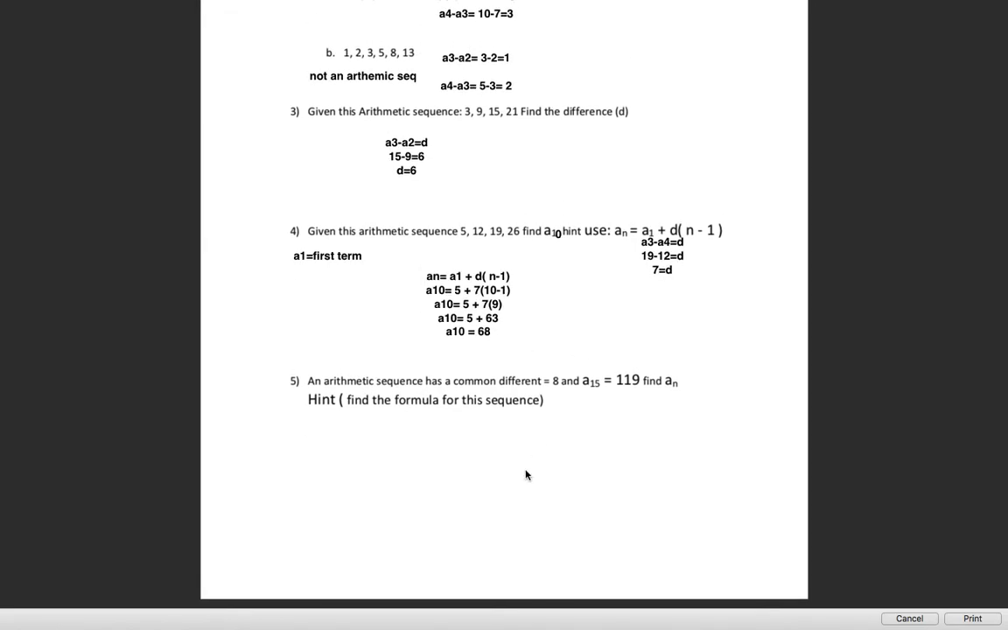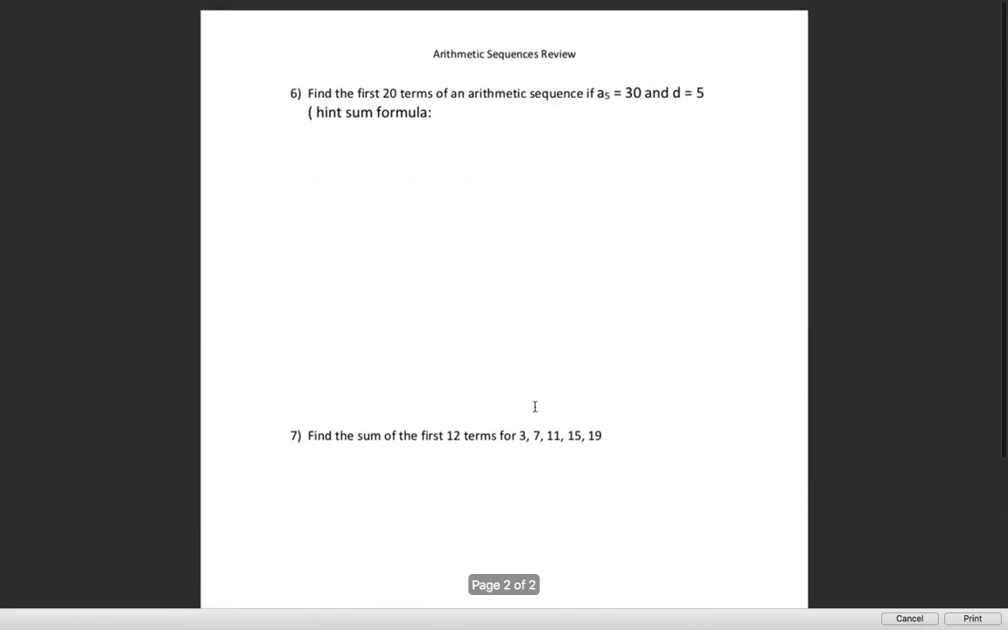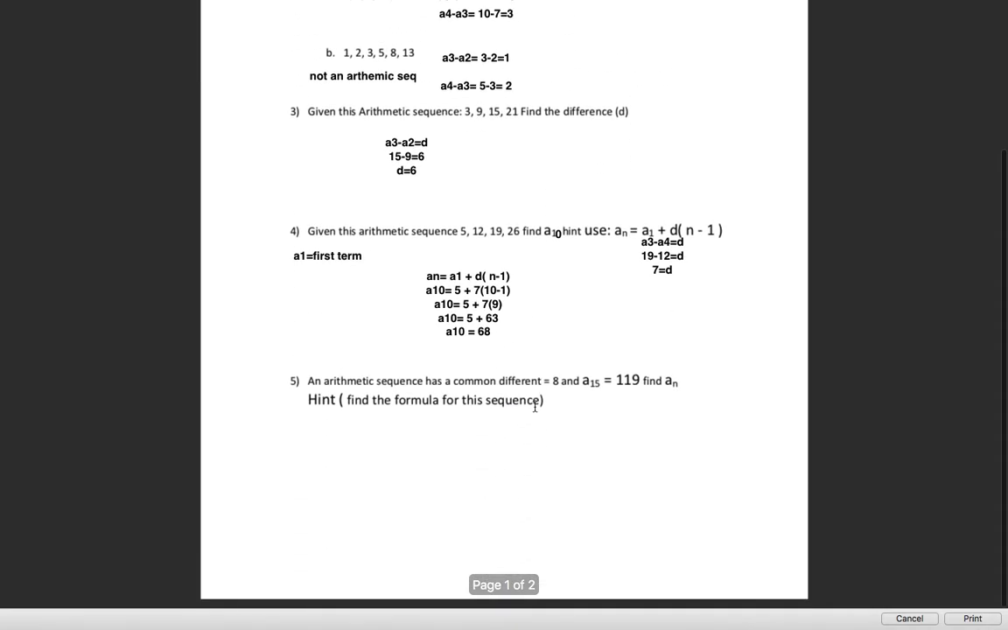Whoops, well that was weird. All right, we're only going to be doing these ones for today, and then I will do some tomorrow.